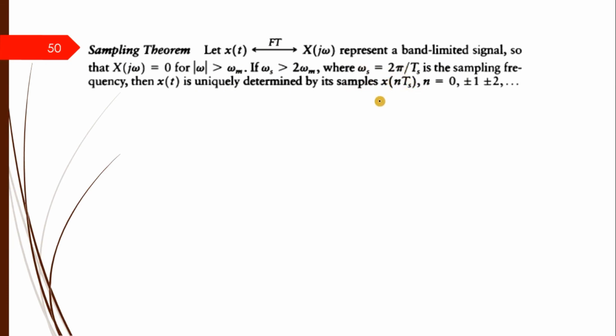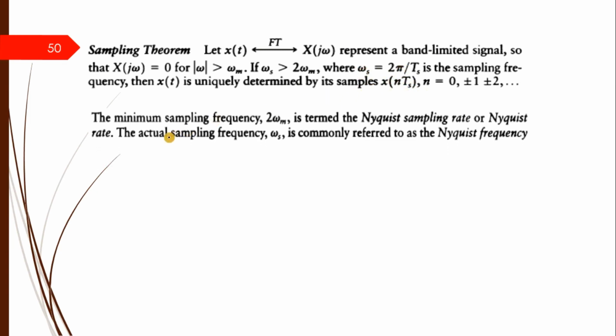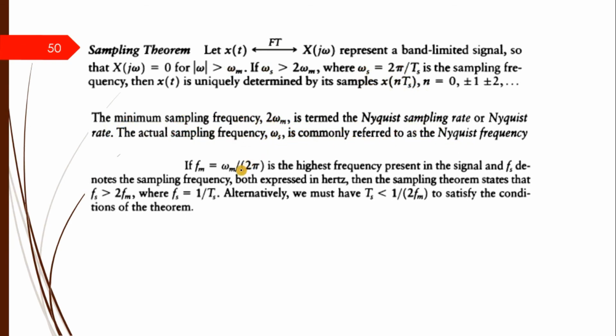So very complicated to understand at the first sight, but I'll make it much more simpler. Let me complete the explanation. The minimum sampling frequency 2 omega m is termed as Nyquist sampling rate or Nyquist rate. The actual sampling frequency omega s is commonly referred to as Nyquist frequency.